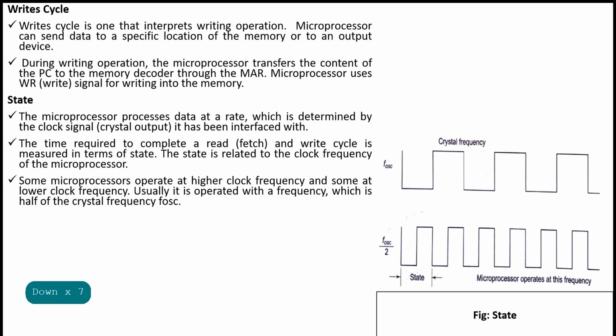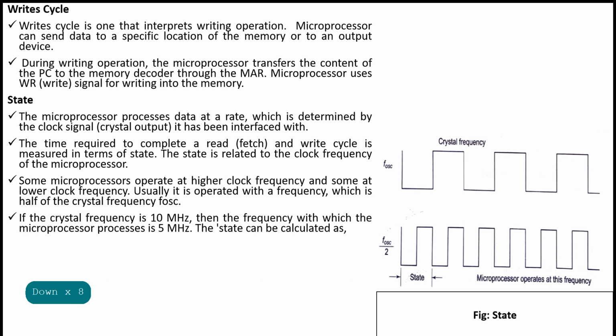Some microprocessors operate at higher clock frequency and some at lower clock frequency. Usually it is operated with a frequency which is half of the crystal frequency, that is F oscillator. If the crystal frequency is 10 megahertz, then the frequency with which the microprocessor processes is 5 megahertz, that is half of the crystal frequency.